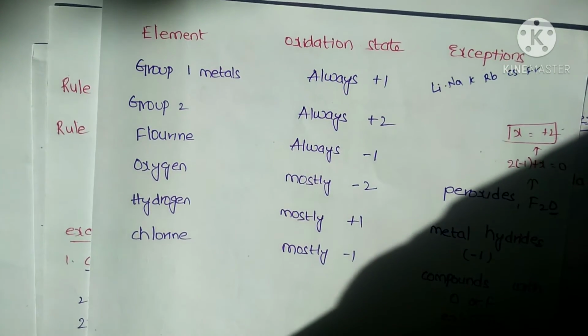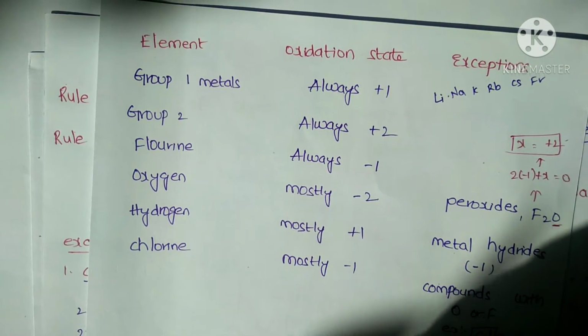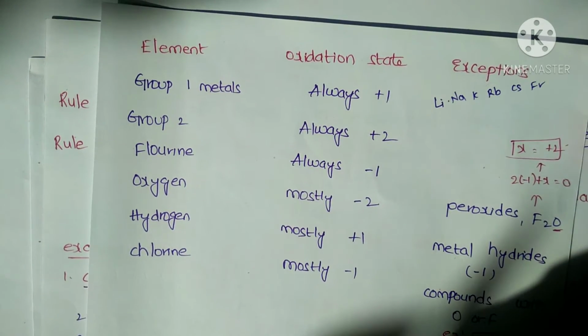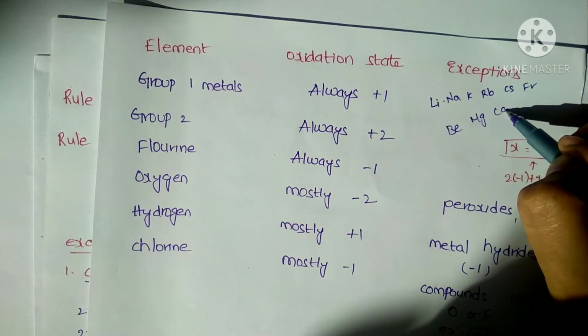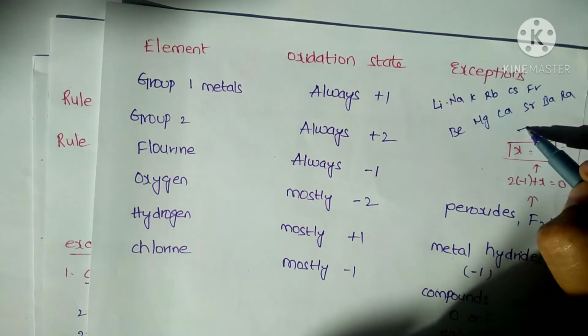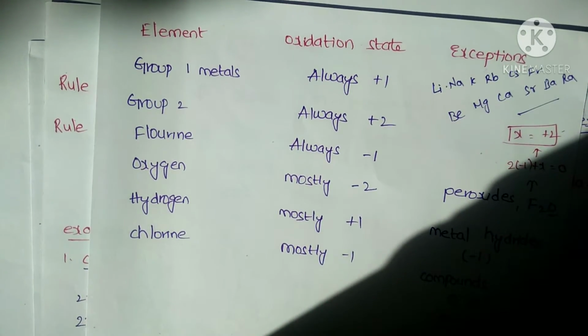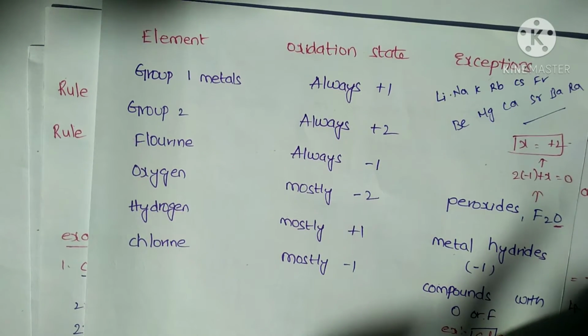Next, coming to group 2. Group 2 is nothing but the alkaline earth metals. If you consider the elements beryllium, magnesium, calcium, strontium, barium and radium, all these second group elements always have the oxidation state +2.